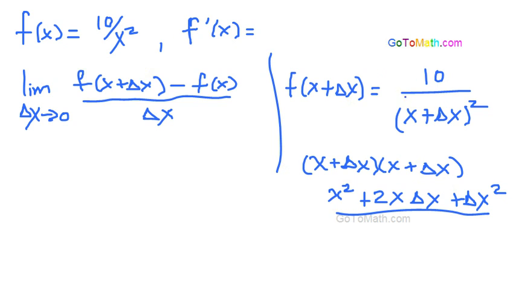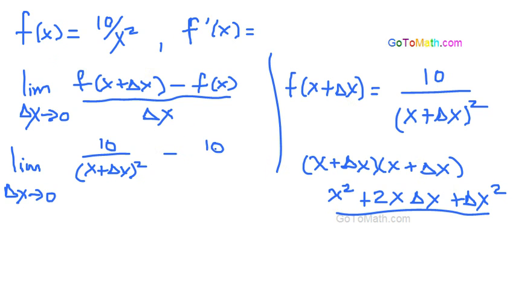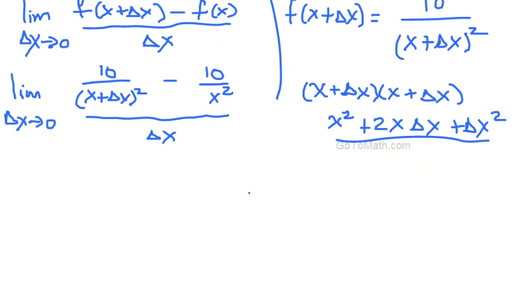Now let's go ahead and plug this in up here. So we end up having the limit as delta x approaches 0 of 10 over x plus delta x quantity squared. That's going to replace this, minus, of course our f of x is just 10 over x squared, and then of course everything is over delta x, as you can see here. Now we'll need to get this into one single fraction right here. Okay, so that's something we'll need to do.